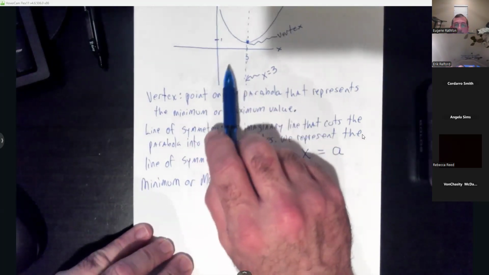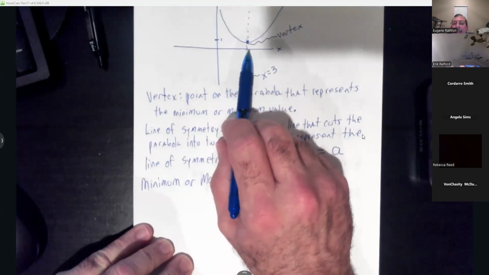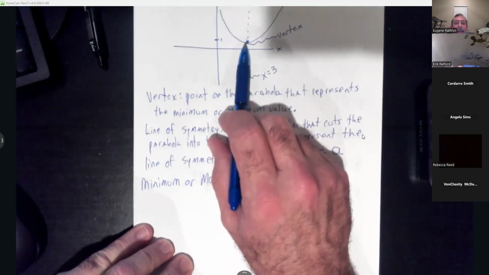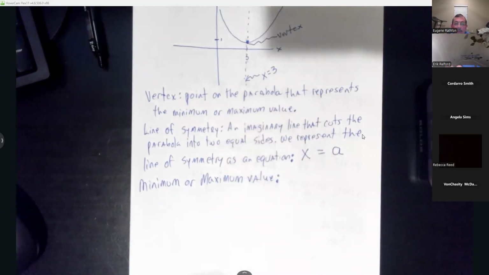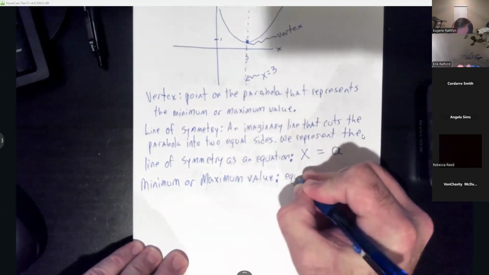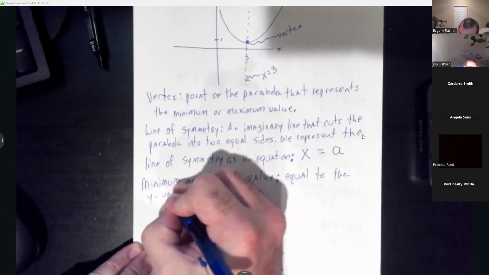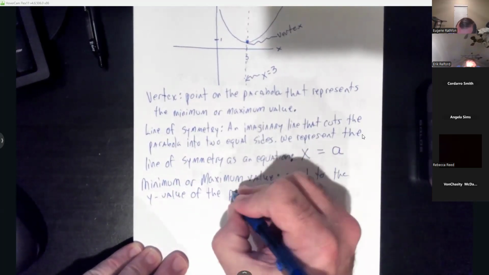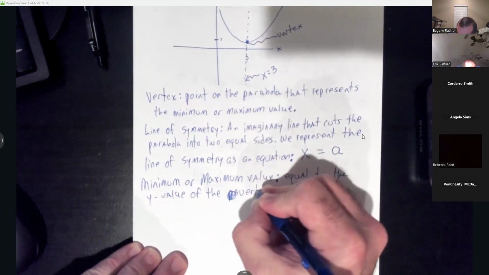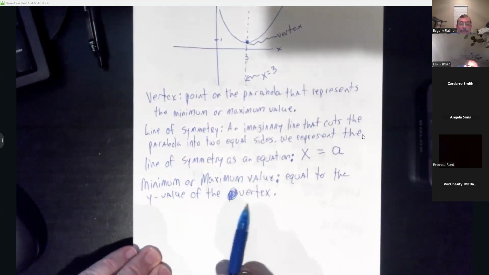Oh, y'all remember on those exercises a while ago for the minimas and maximas, we said what X value they occurred at, but the value that actually gave me the minimum or maximum value is equal to the Y value of the parabola. Or I mean, the vertex. So make that vertex there. So it's equal to the y value of the vertex.